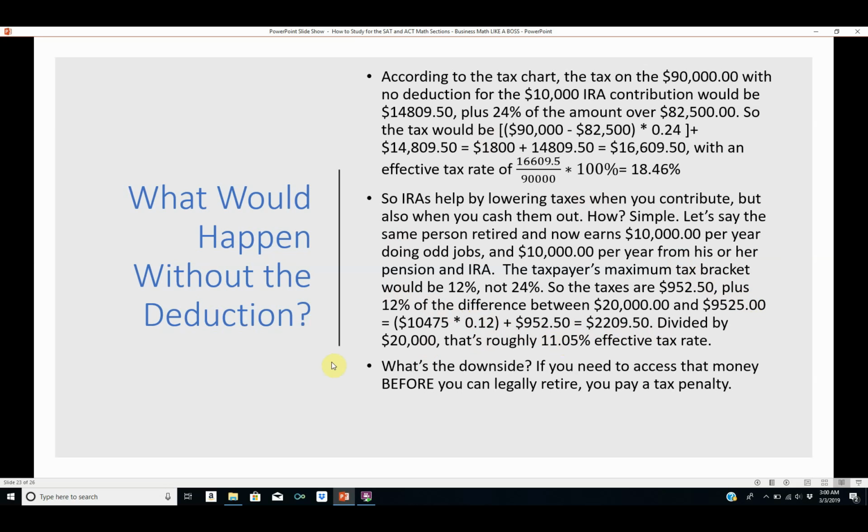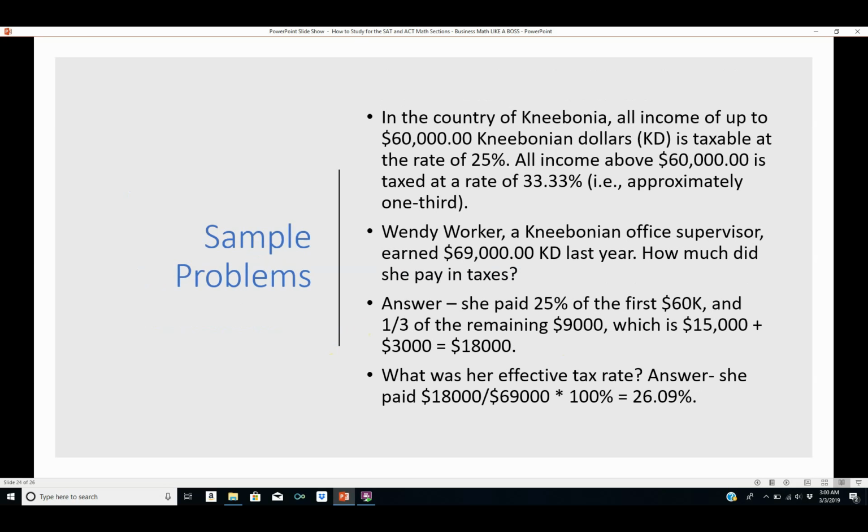What's the downside? Let's say you need to access the money that you've put into this IRA before you are of legal retirement age. I believe that's 67 these days. You pay a tax penalty. So basically, they're not going to let you avoid taxes and then take the money back before you're actually retired. So they'll make you pay the taxes with probably some extra penalty attached to it.